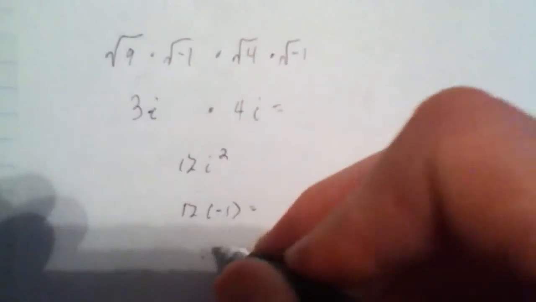And down here at the bottom, i squared is the same thing as negative 1. So that gives you 12 times negative 1, and you get negative 12. And that's it for the first problem.